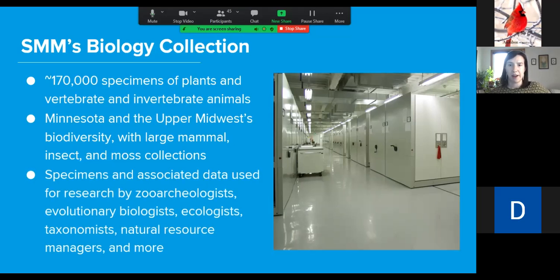Like many biology collections at natural history museums, our specimens provide an irreplaceable record of biodiversity in the recent past and how that changes through time. And they're used for research by a wide range of scientists.